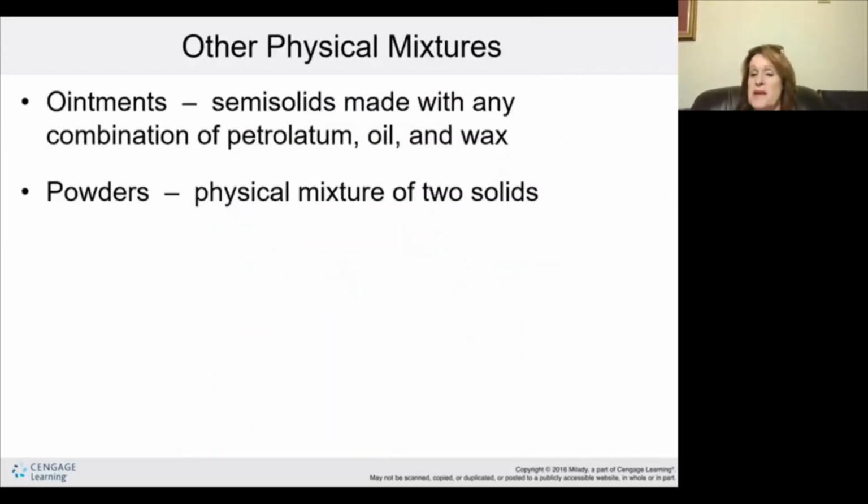Ointments, pastes, pomades, and styling waxes are semi-solid mixtures made with any combination of petroleum jelly, oil, and wax. Powders are physical mixtures of one or more types of solids. Off the scalp powder hair lighteners are physical mixtures. These mixtures may separate during shipping and storage and should be thoroughly mixed by shaking the container before you use it. So whenever you use powders or anything, you kind of shake it. Make sure, because it can separate, or if it's old and sitting on the shelf.